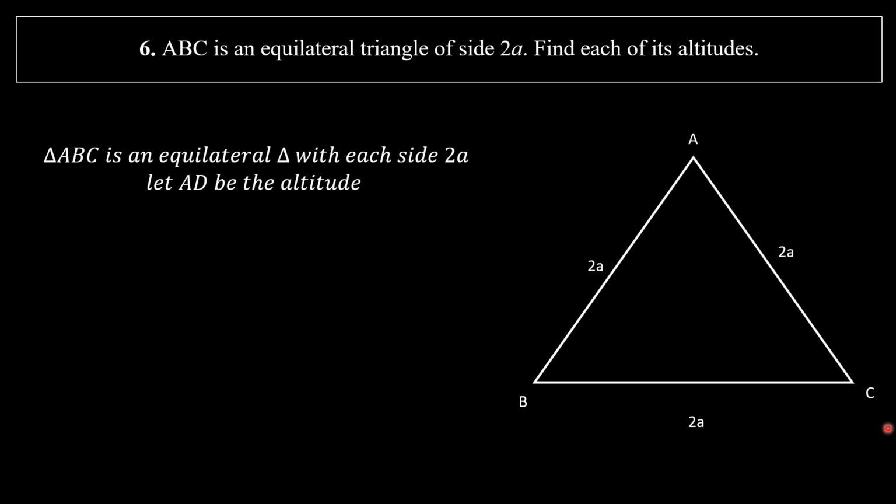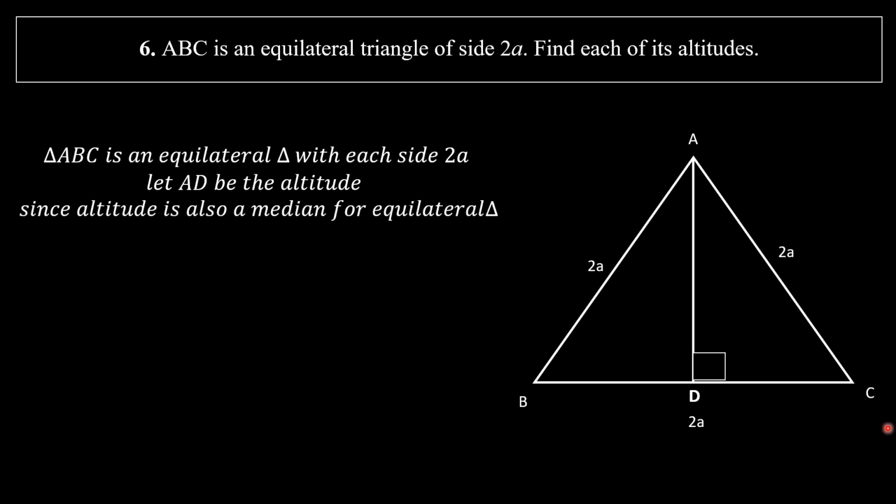Let AD be the altitude. This is the altitude. Altitude is the perpendicular drawn from the vertex to the opposite side of a triangle. So this is the altitude AD. We need to find AD, and we'll apply Pythagoras theorem to the same. Since altitude is also made of the equilateral triangle property, we can prove these two triangles congruent, right?